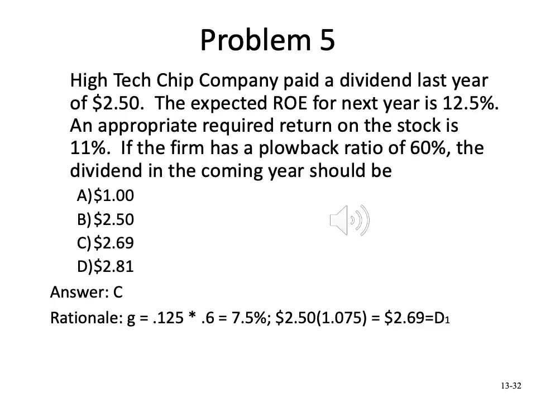Well, to calculate the D1, we first need to know what is the growth rate. The growth rate is return on equity, 12.5%, times the plowback ratio, 60%. So the growth rate is 7.5%. D0 equals $2.5. So $2.5 times 1 plus G, 1 plus 7.5%, we can calculate the D1, which is $2.69.